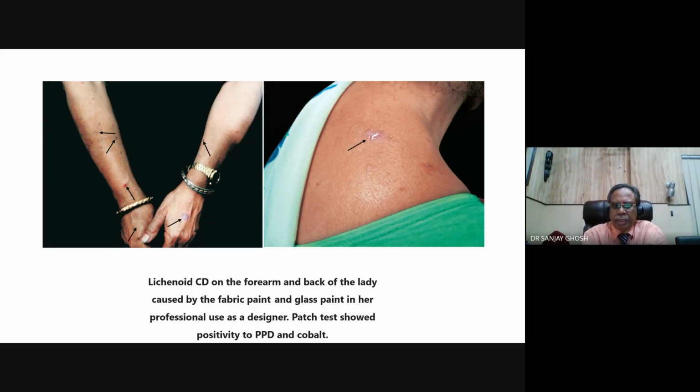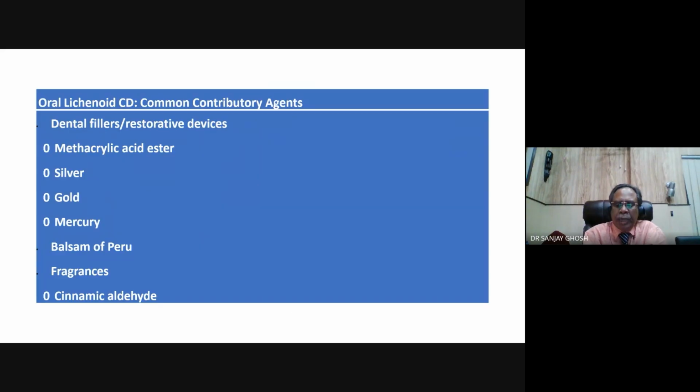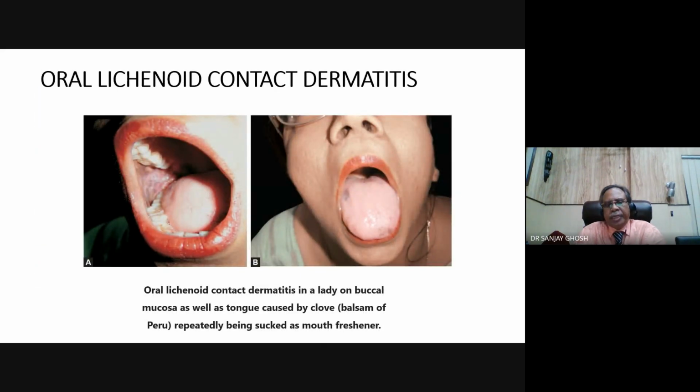She works with fabric paint and glass paint. So oral lichenoid contact dermatitis, usually dental filler is a common cause, but also we very commonly get patch test positive to balsam of Peru.